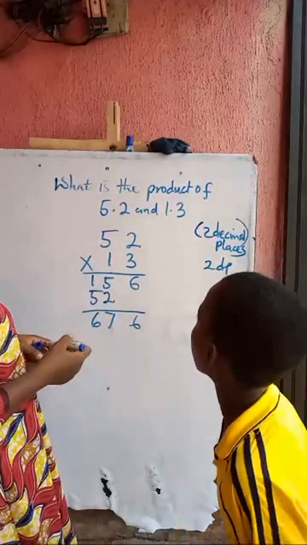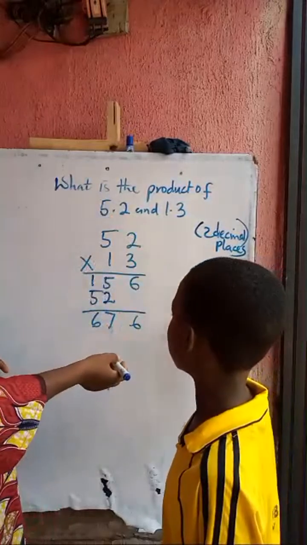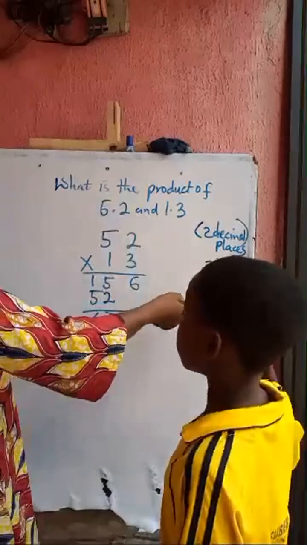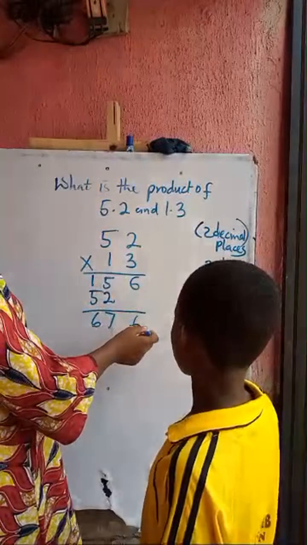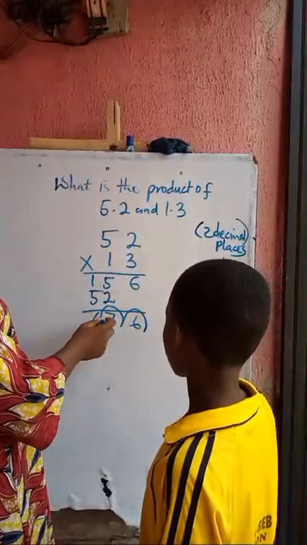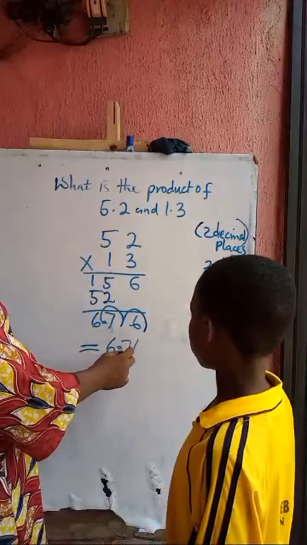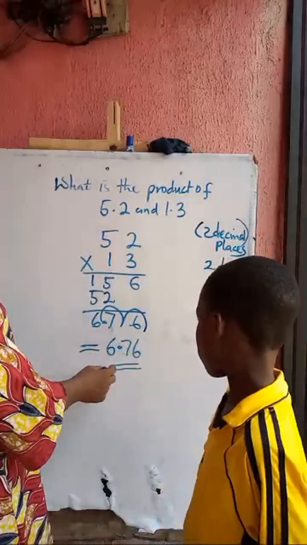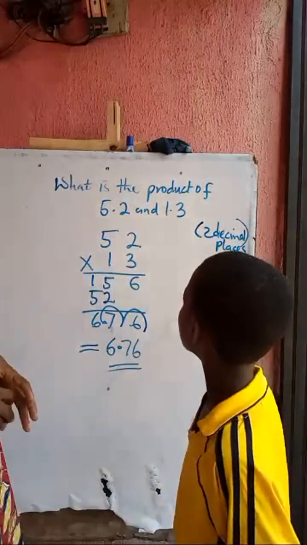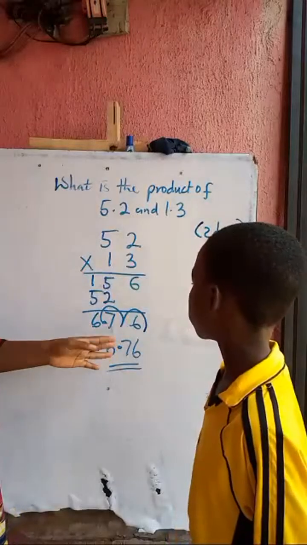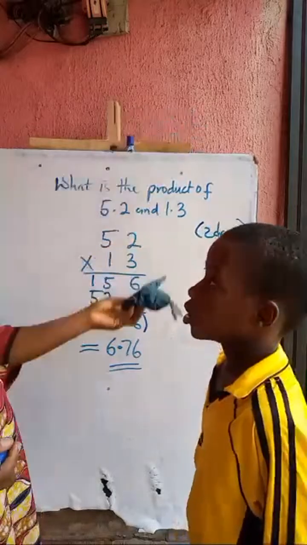So what do we do to this answer? We count according to the decimal places we have, which is 2 decimal places, from our right hand side to the left hand side. So let's go. 1, 2. So our answer is 6.76. This is the final answer. So the product of 5.2 and 1.3 is 6.76. We are going to the next problem.